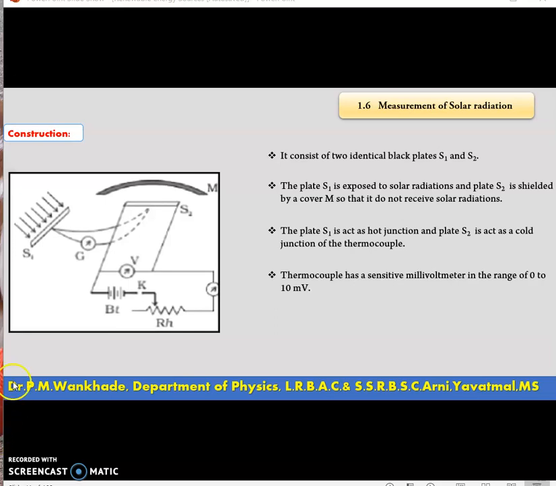In this particular diagram, we have attached a galvanometer here to note the deflection or imbalance in the temperature between the two junctions at S1 and S2. There is a voltmeter which measures the voltage produced due to uneven temperature, which is called the thermo EMF. This is a battery. K indicates the key, the milliammeter is used to record the current, and RH is the variable resistance, whereas M is the shield.